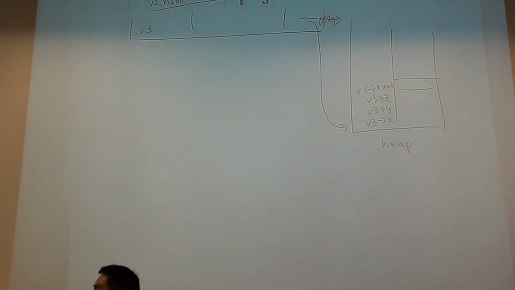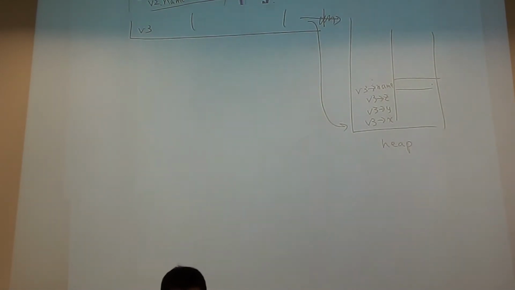Why do you release one by one, not just release v2? Why do I release v2? v2 is not created by using malloc. You do need to release v2's name because inside here you do need to release v2.name.